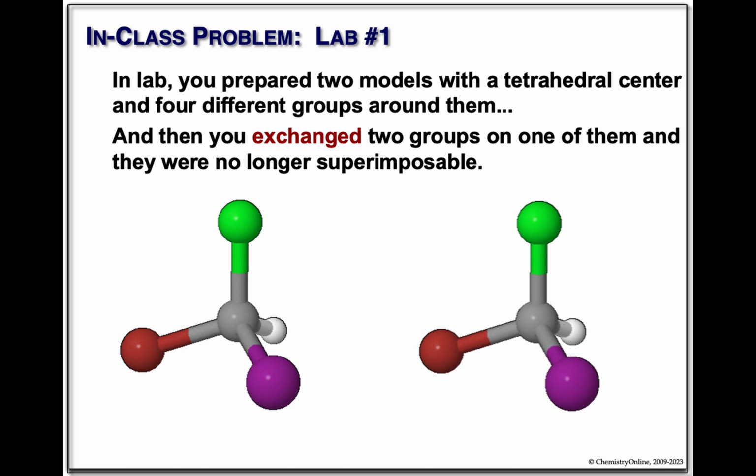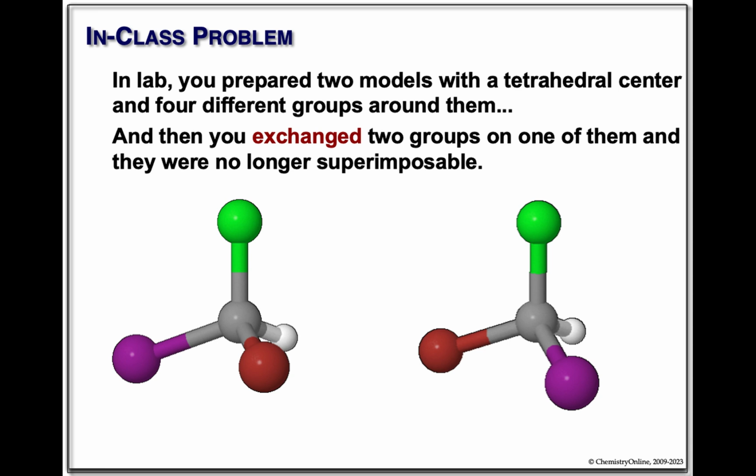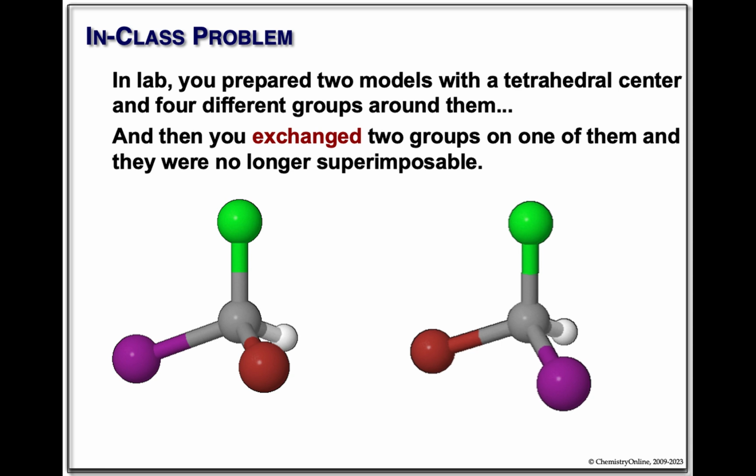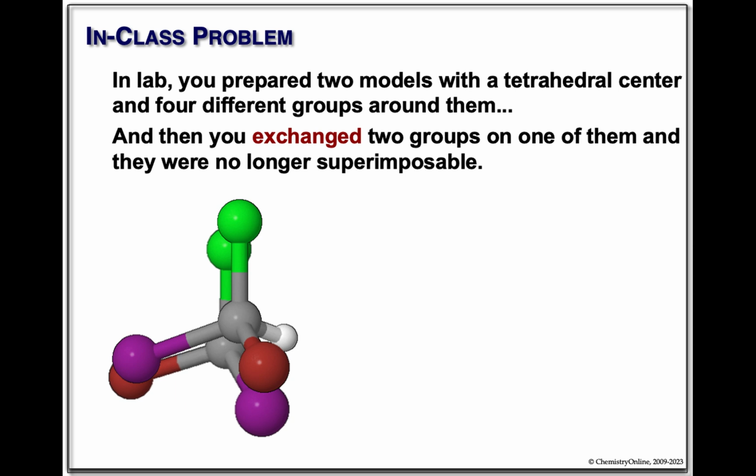Then what you did is you exchanged any two groups. Here I'm going to exchange the red and the purple. Then when you tried to superimpose, well, it no longer worked. Okay? Those don't line up. The whites do, the greens do, but these guys are reversed.